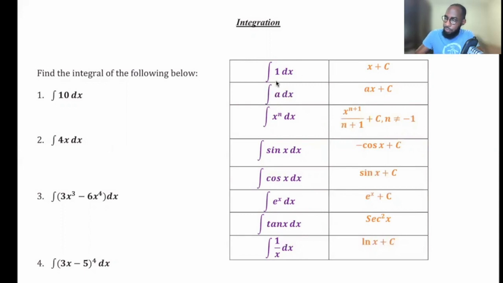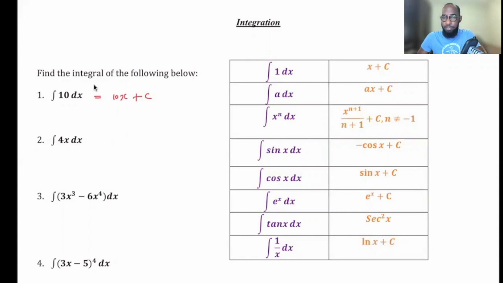So the answer for the first one is the integral of 10, sorry, is 10x plus c. My mind just ran into the answer one time. All right, 10x plus c, that's the answer.